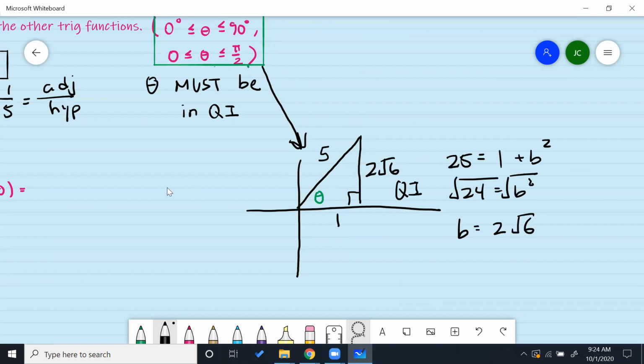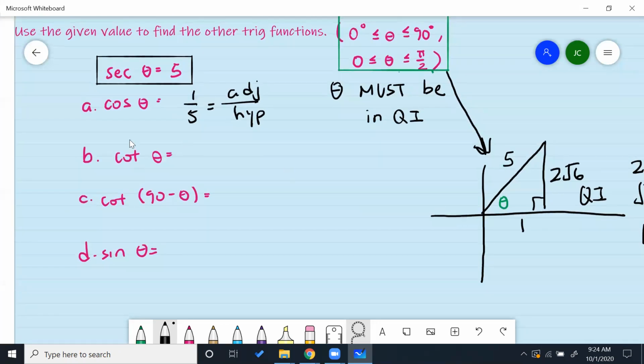Now we filled out the right triangle. You can figure out the rest of these. So sine theta, for example, is actually pretty easy. It's going to be opposite over hypotenuse, which is 2 root 6 over 5. Side opposite the angle is 2 root 6, hypotenuse 5.